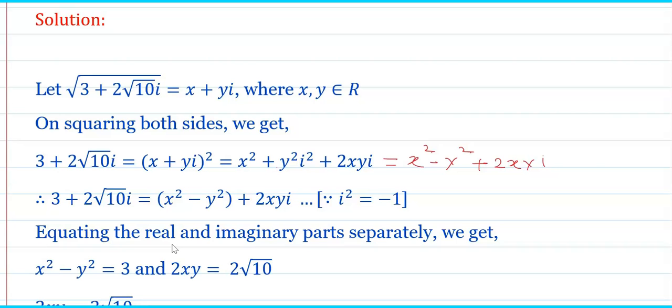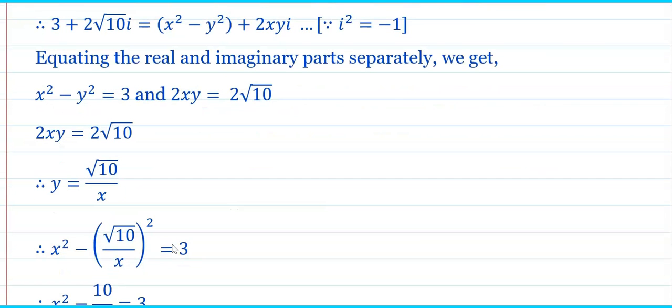The i gets cancelled from both sides. Therefore, 2xy is equal to 2 root 10. Here the 2 will get cancelled, and therefore y is equal to root 10 upon x. Substitute the value of this y in the equation x squared minus y squared is equal to 3.